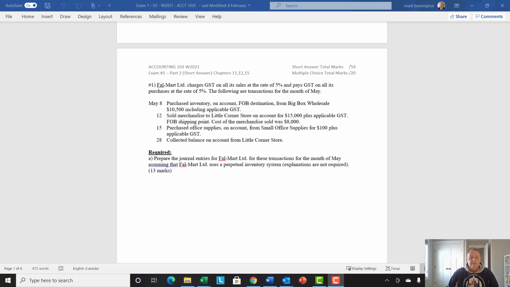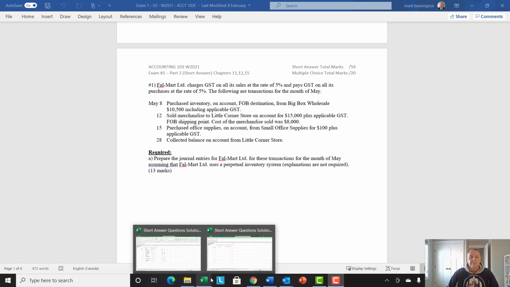This is the exam one short answer questions answers. Let's start with this one where we start with Falmart Limited. This is the GST question, and I'm gonna assume you've already got all these pages for all these short answers, and let's just jump right into the questions then.